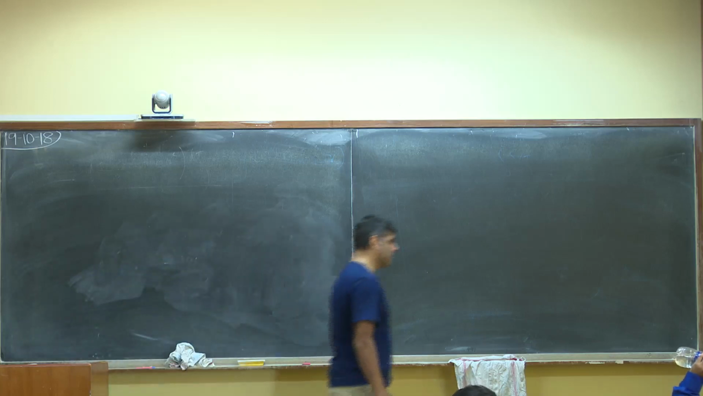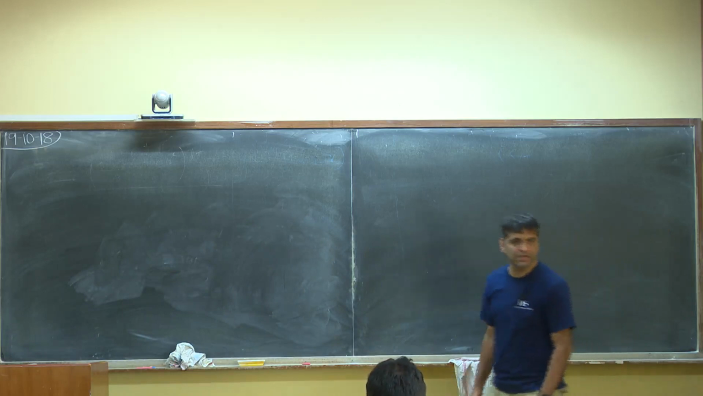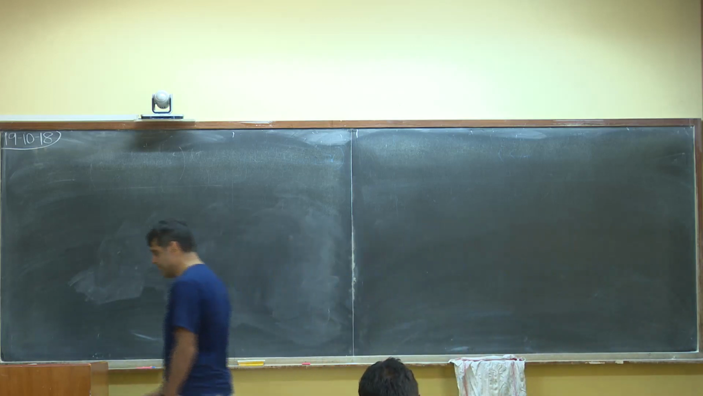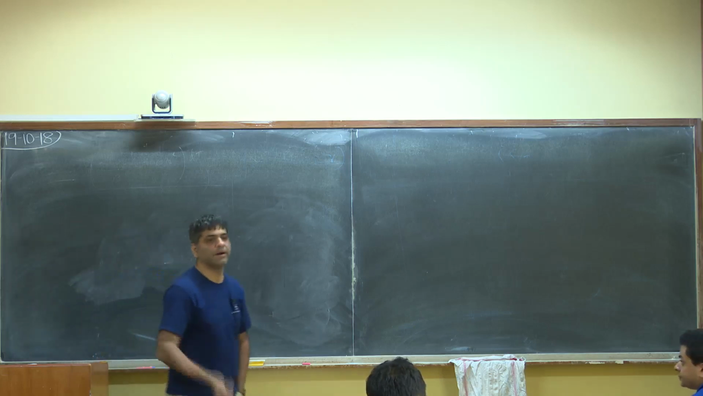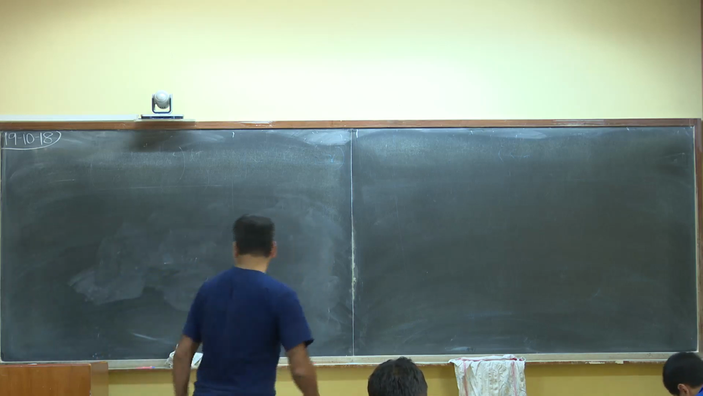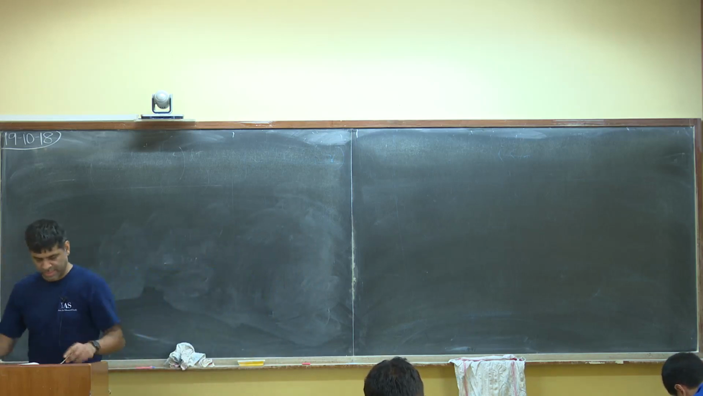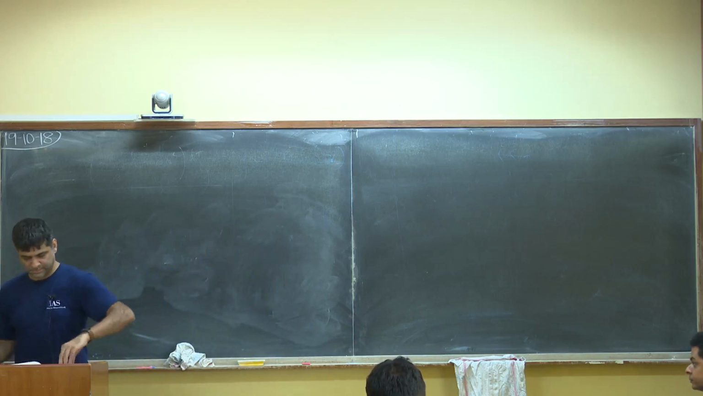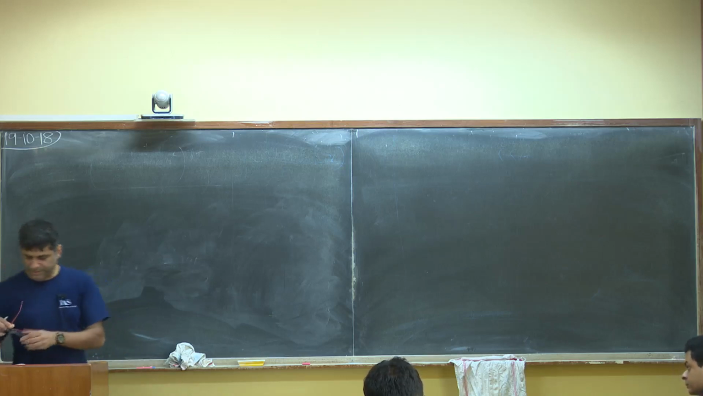Fine. So we wanted to continue, and to complete, well, I don't know if we'll complete, but to continue our discussion of BRST symmetry for the point particle and the string. So let me review where we had reached in the last class. We were looking at the point particle action.